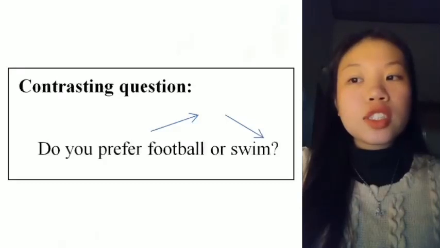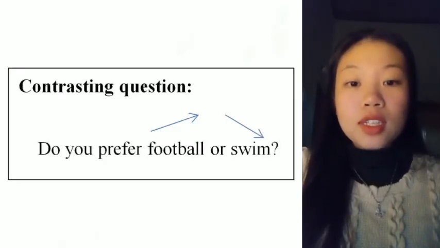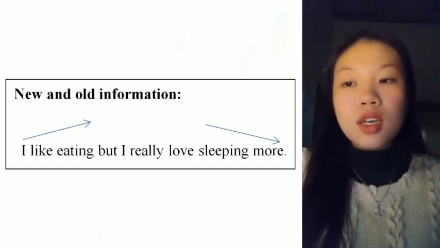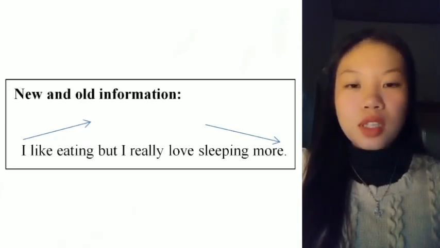Next is contrasting question. The intonation rises then falls in this question. Do you prefer football or swimming? Next is new and old information. The intonation usually rises with old information and falls with new information. I like eating, but I really love sleeping more.